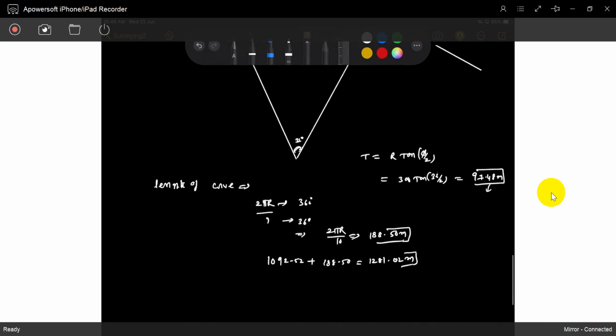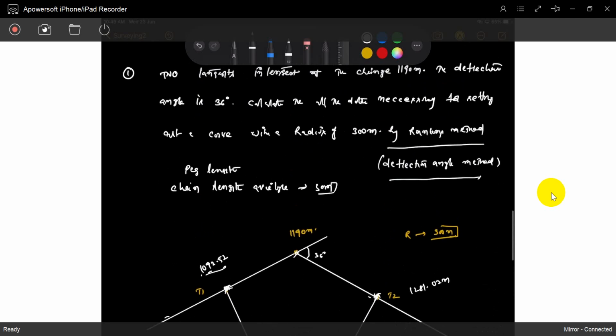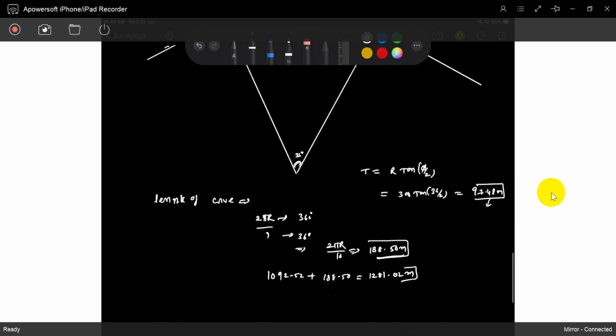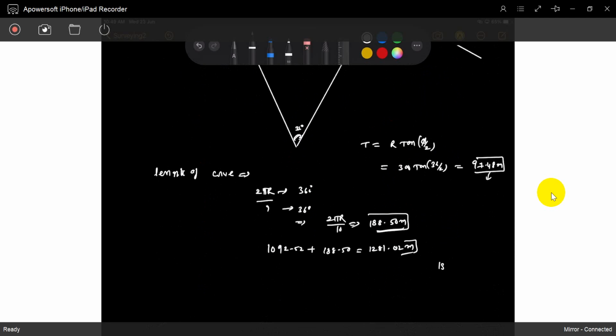If you see, this is the length of the curve. What is the length of the curve? 188.50. So we divide this 188.50 into how many parts? Sir, what is the peg length? 30 meters. So divide by 30 meters, how many times? Almost 6 point something, no? 6 point something. So how can we divide?